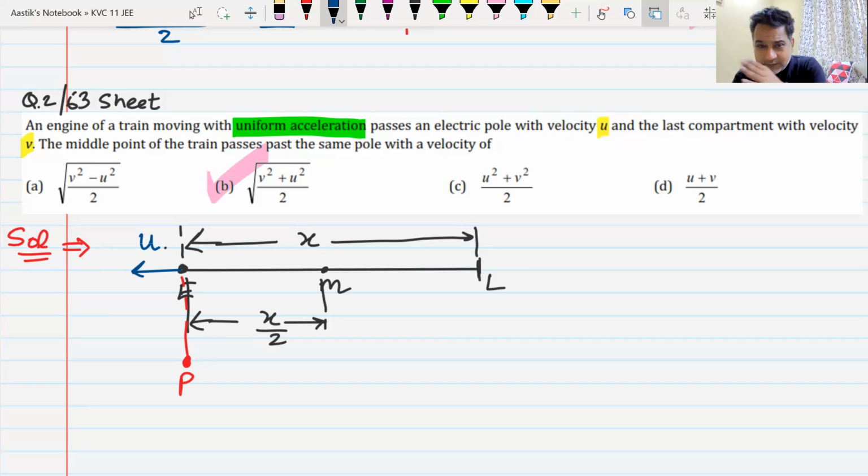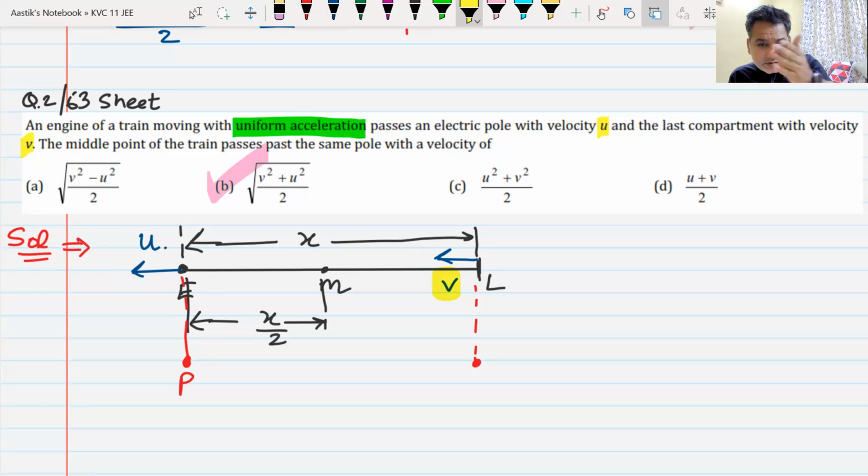Now, what will happen is after some time, the last bogie of the train will pass this pole. The last bogie of this train, and I'm drawing the pole here. Remember, the pole has not shifted. It is the last compartment that is passing it. Do we understand this? The last compartment passes the pole with a velocity v. But at that time, what is the velocity of the engine? The velocity of the engine would also be v. Yes or no?